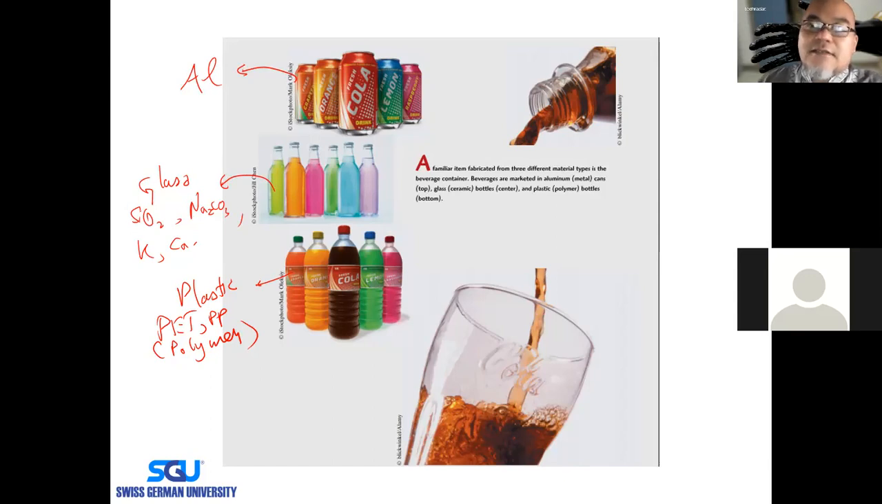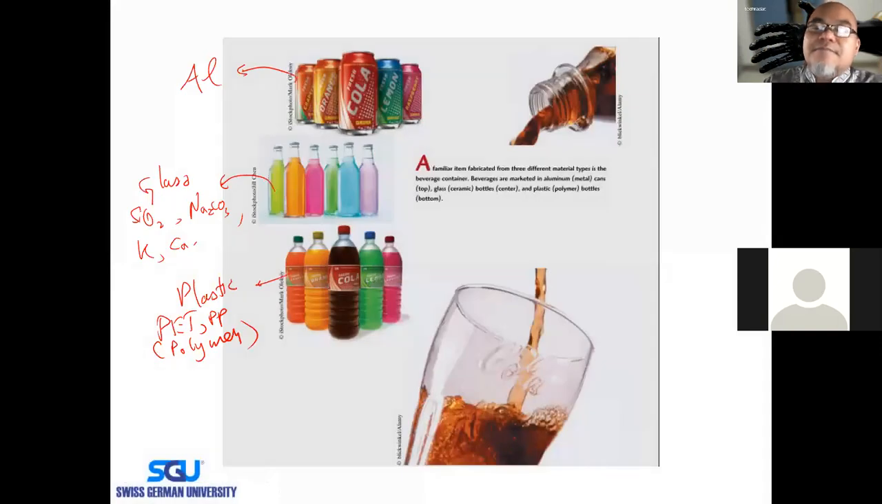Then we have plastics. Plastic here is the softest maybe among the three, but it is cheap, and it can also be easily bent or broken, or we call it crush. So you see here all the three perform the same function, to contain a drink, to contain water or to contain a beverage. But each has a different property. And depending on the function you want to have, of course, you will use different material.